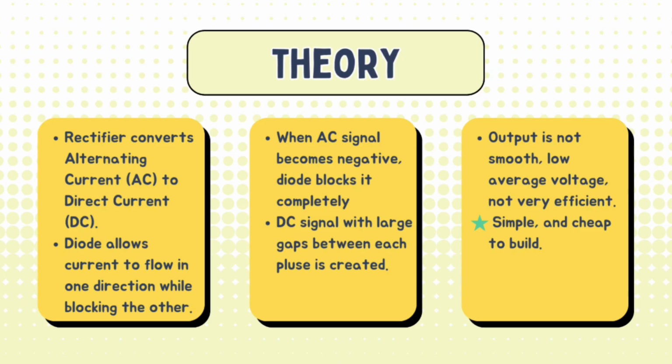Half-wave rectifier. A half-wave rectifier uses only one diode. When the AC input becomes positive, the diode conducts and allows the positive half cycle to pass through. When the AC signal becomes negative, the diode blocks it completely. As a result, only half of the AC waveform appears at the output. This creates a DC signal with large gaps between each pulse. The output is not smooth, has low average voltage, and is not very efficient. However, it is simple and cheap to build.